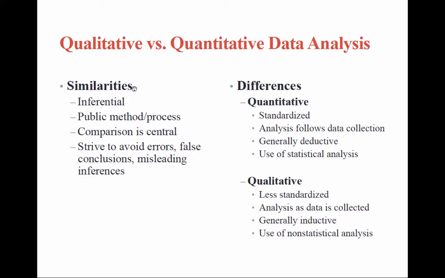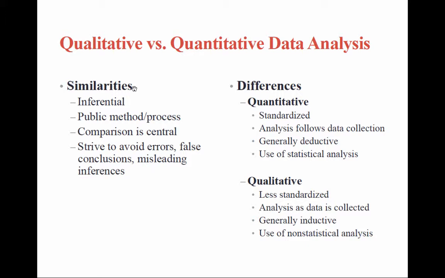As well, both types of data have a public method or process involved in them. That means that the process is revealed to everyone and it's done as described. That way everyone knows everything that's being done and could replicate it if needed. Now, the ability to draw comparisons between specific situations or between concepts is central, and that remains the case for both qualitative and quantitative matters.